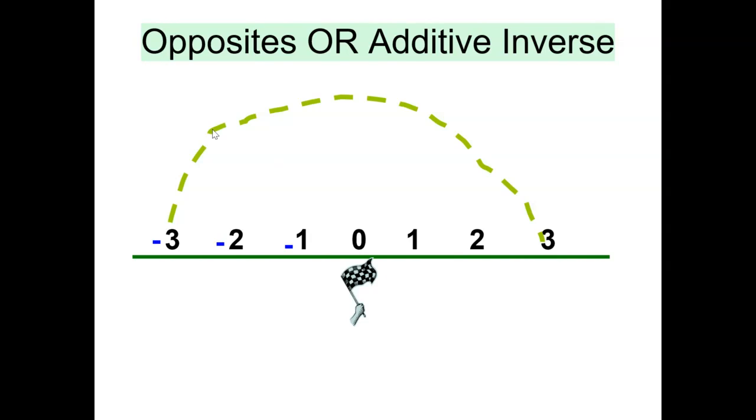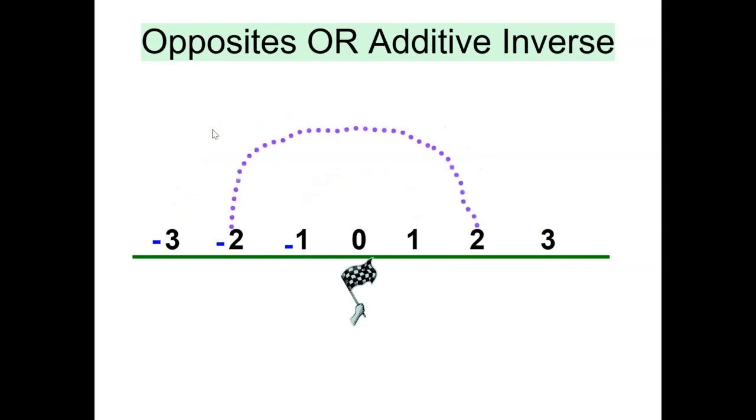So 3, which is on my right side, will have the same distance from 0 as the negative 3 on the left side. So the distance between 0 and 3 and 0 and negative 3 is exactly the same. Same thing goes with negative 1 and 1, and same thing goes with negative 2 and 2. These are called the opposite numbers. I can use the negative sign to represent opposite also. It's also called additive inverse, just in case you hear that word.